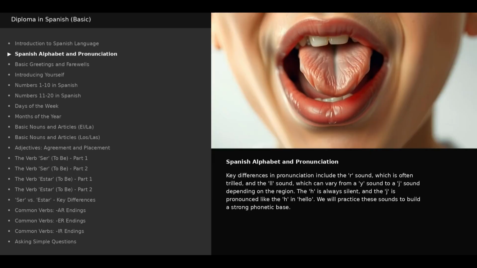Key differences in pronunciation include the R sound, which is often trilled, and the LL sound, which can vary from a Y sound to a J sound depending on the region. The H is always silent, and the J is pronounced like the H in hello. We will practice these sounds to build a strong phonetic base.